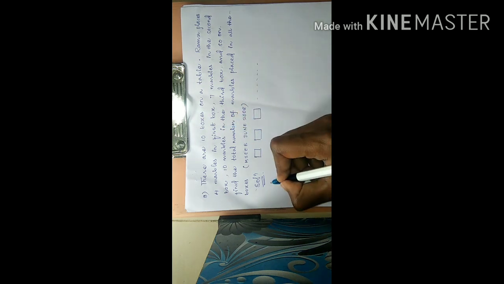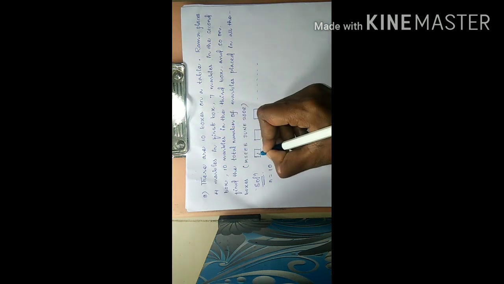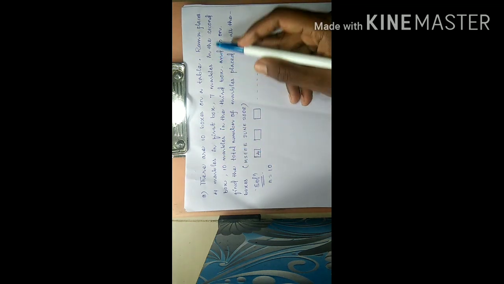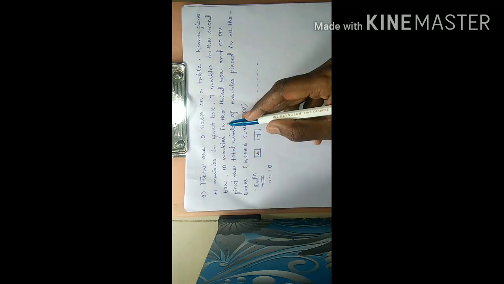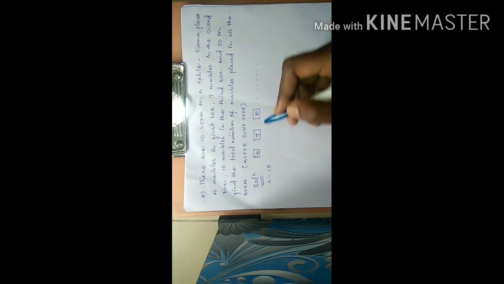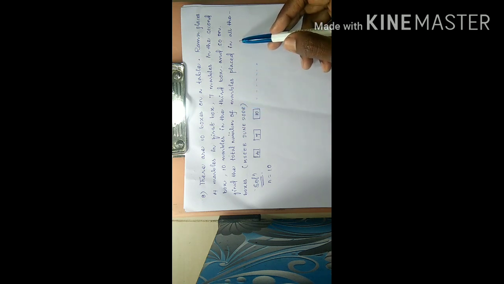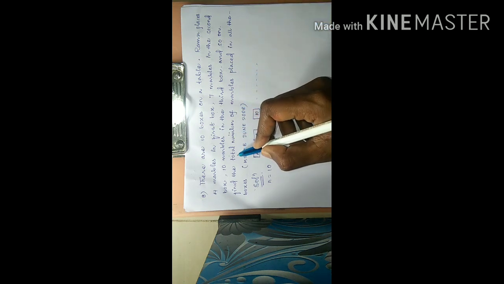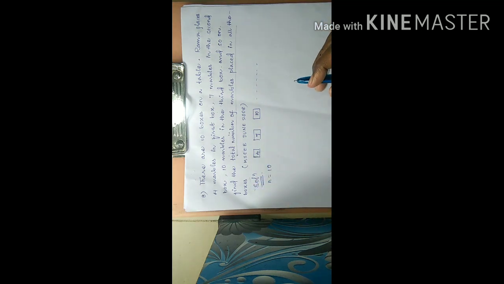So number of boxes n is equal to 10, and Ramu places 4 marbles in the first box, 7 marbles in the second box, 10 marbles in the third box, and so on. So we have to find the total marbles placed in all the boxes. So Sn we have to find out.